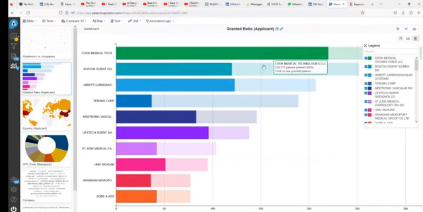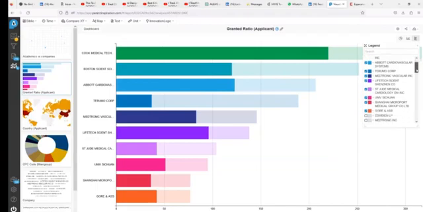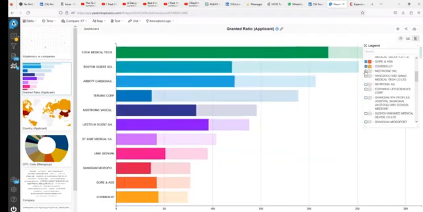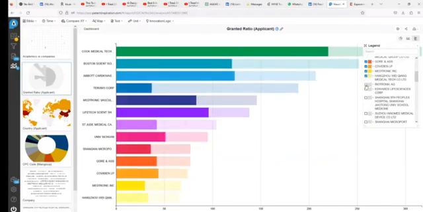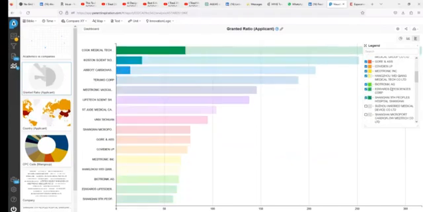So you see that light zone is basically the total, including this one, and the dark zone is basically what they have already granted. Now you can see a legend on the side. Legends give you the ability to add to or take away from your visualization. So you can click on what is interesting to you.